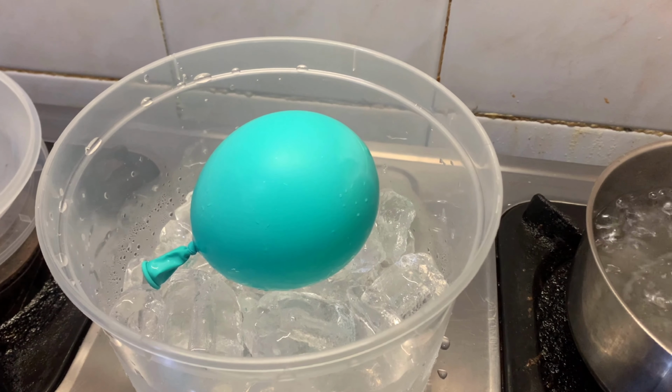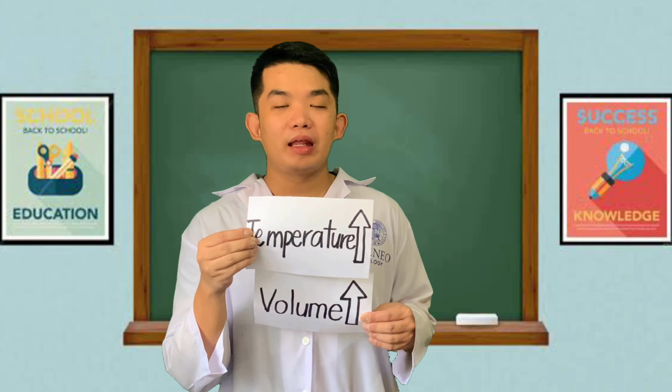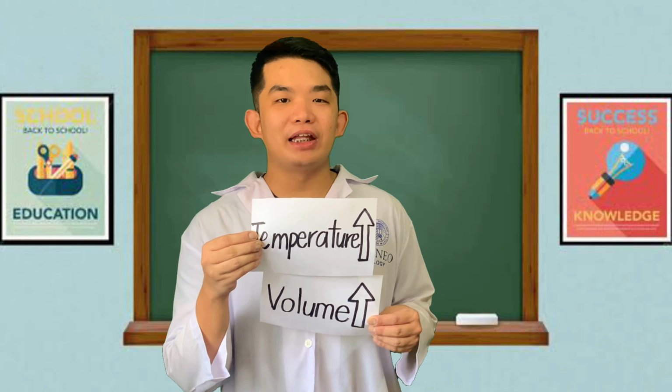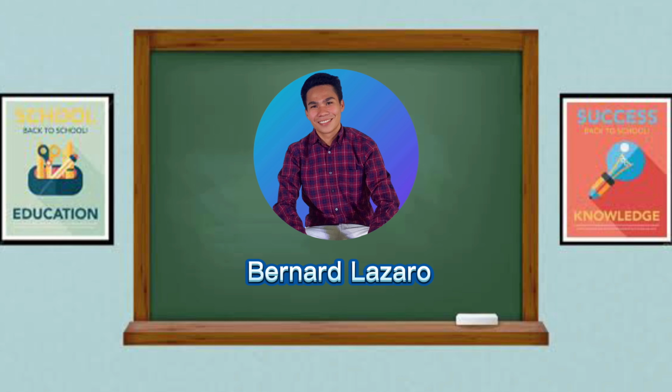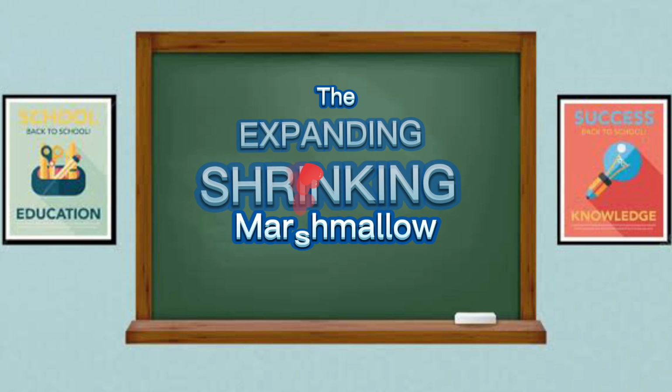We can sum up Charles's law by stating that as temperature increases, volume increases as well. This makes it a direct relationship. To understand the next gas law, Sir Bernard Lazaro will explain Boyle's law.